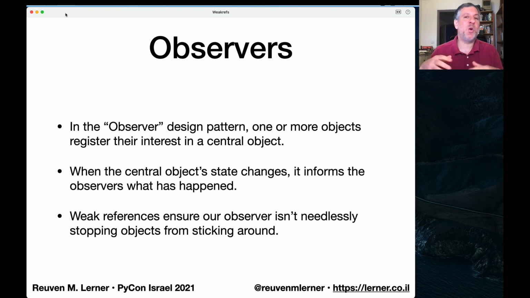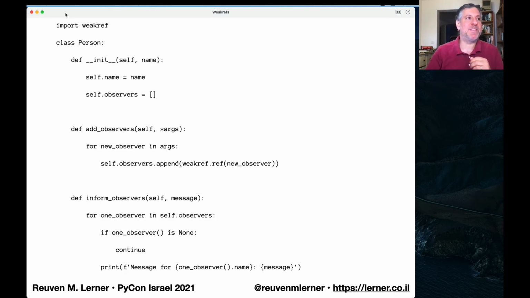And as the observing objects go away, but the observing list still refers to them, then why are they still around? It's just for nothing. So if we were to use a weak reference in our observers, that ensures that we are not the last thing standing between these objects being freed or not. Let's see an example of how we can implement such a thing.